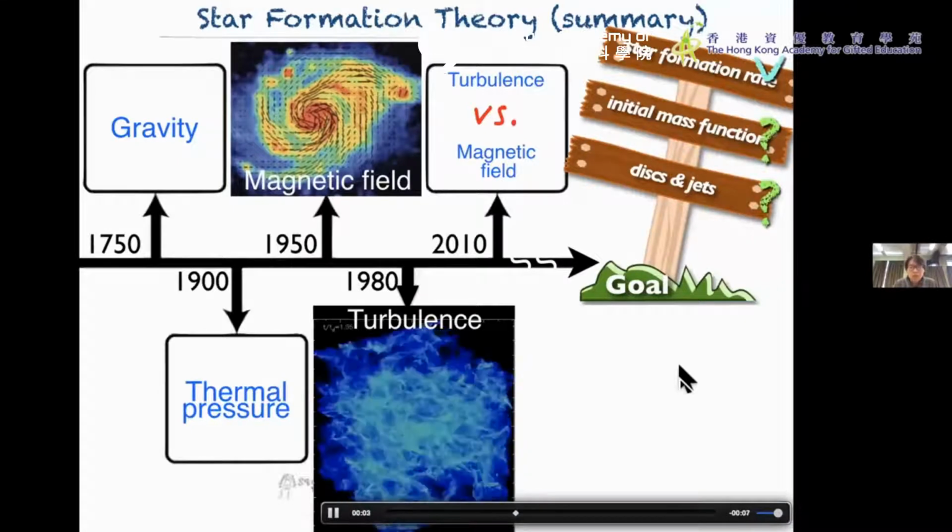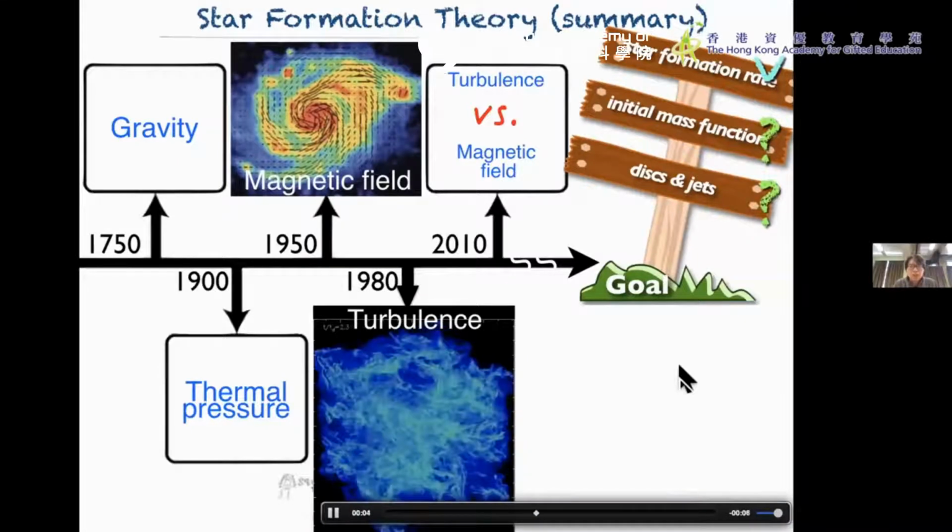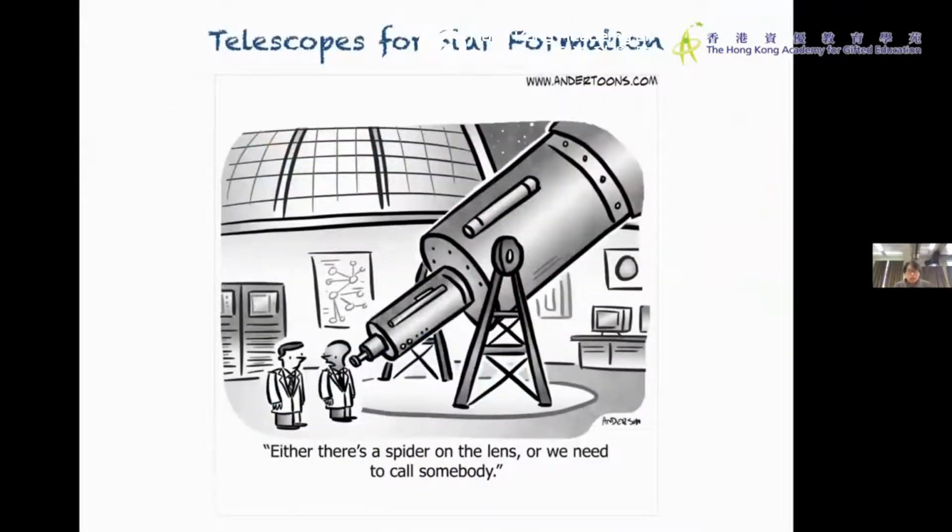Okay, this is the current stage of star formation. And next, I'm going to show you how this observation is being performed. I'll show you some of the telescopes.